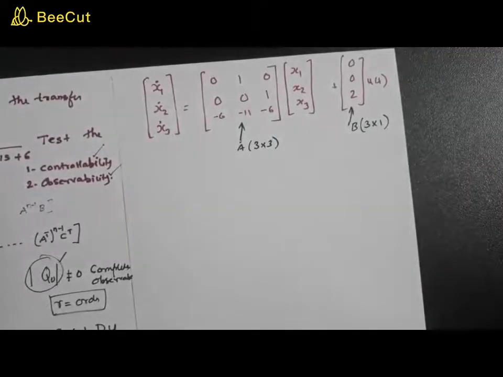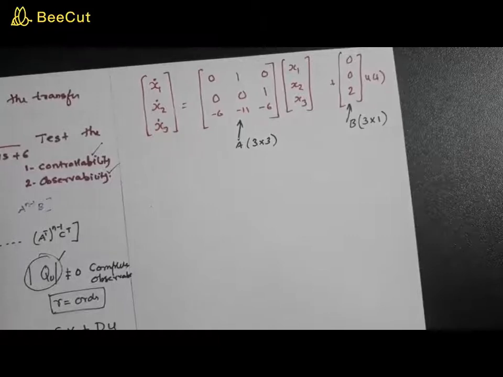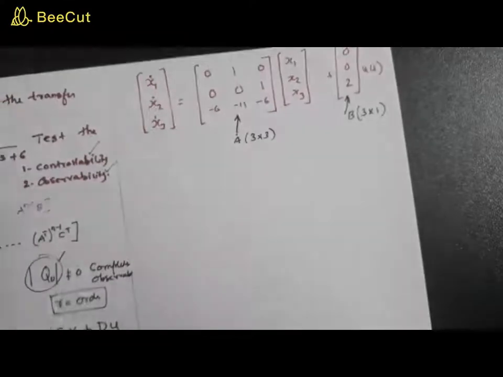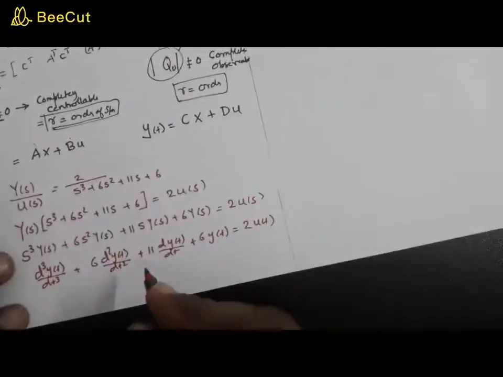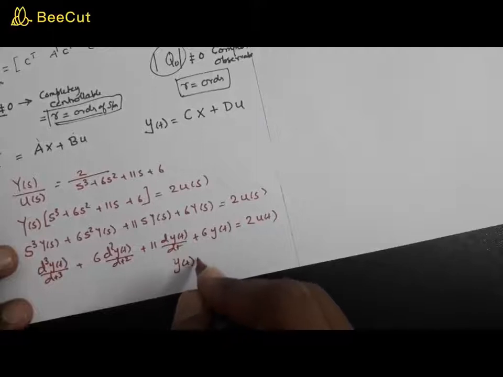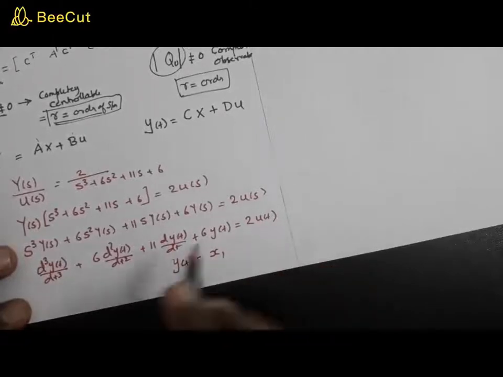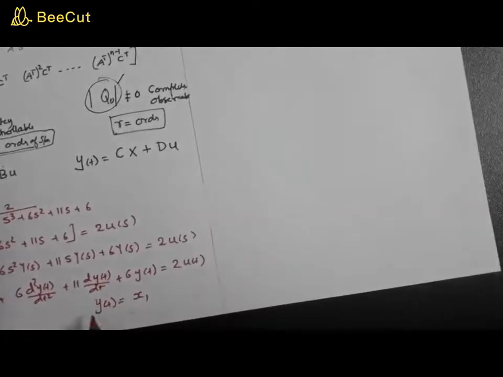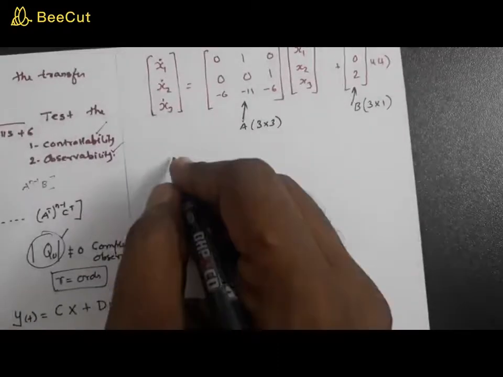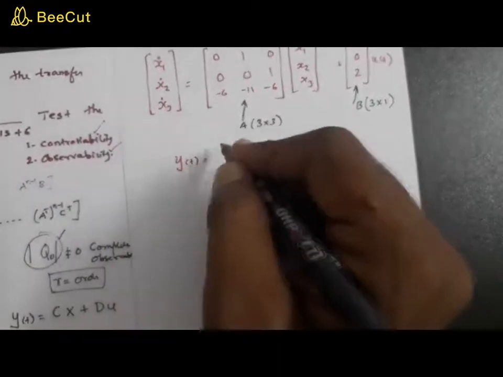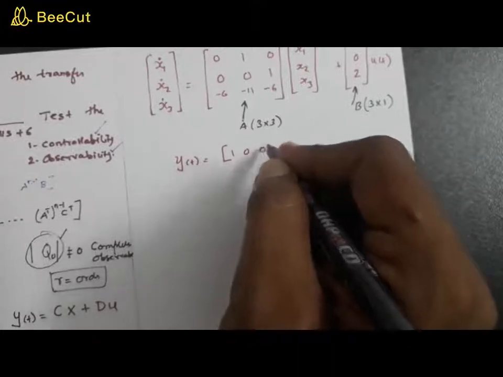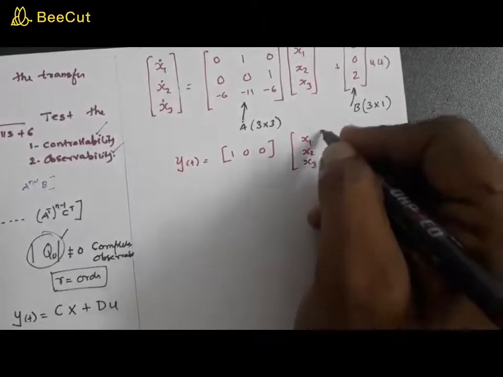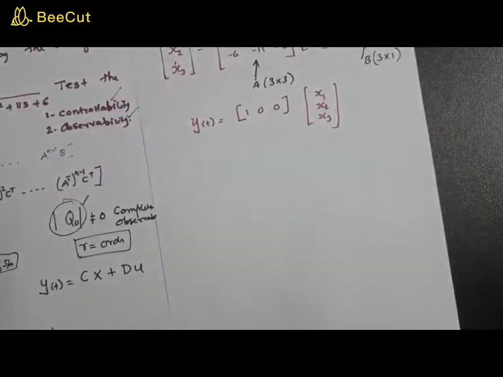Now the next one is how to find y of t. When you start, you should start like this. y of t has to be assumed as x1, and based on those you will assign values for x1, x2 and x3. So y of t is equal to x1, and from this you get the output equation as y of t is equal to 1 0 0 times x1 x2 and x3.